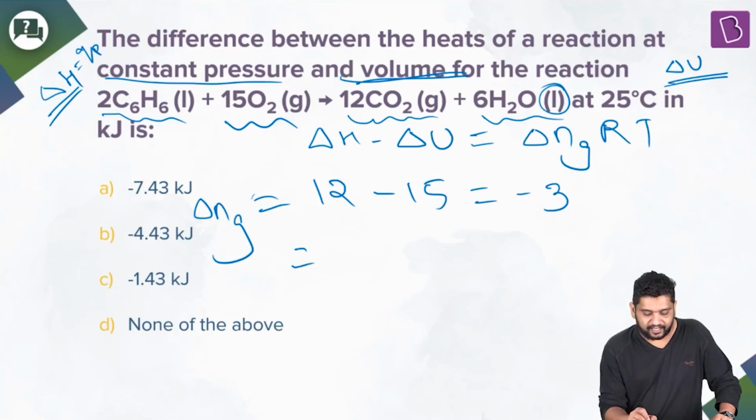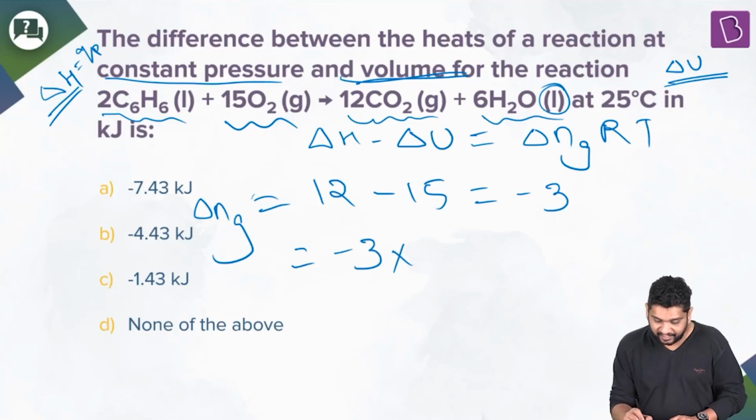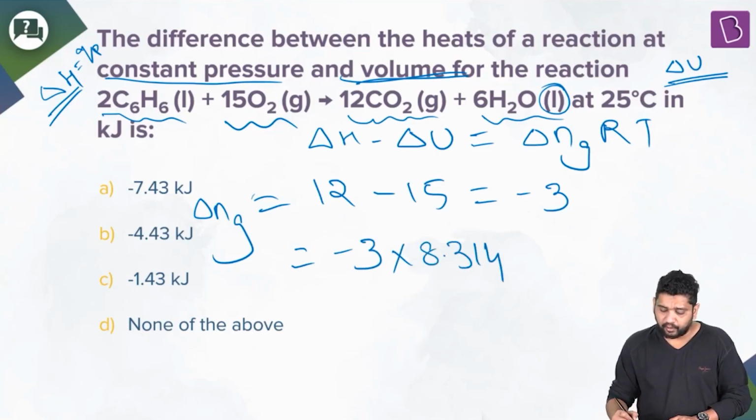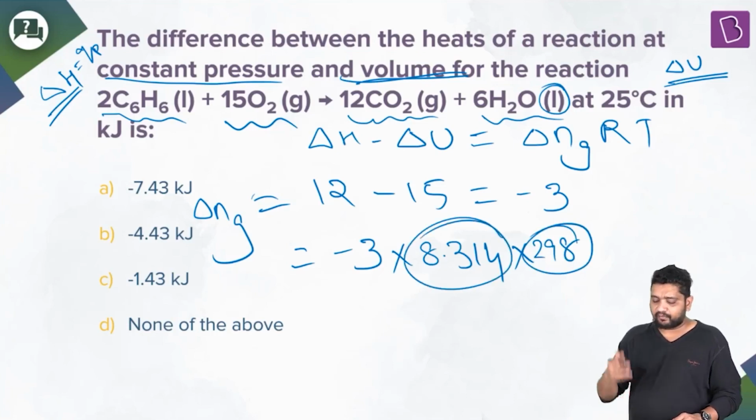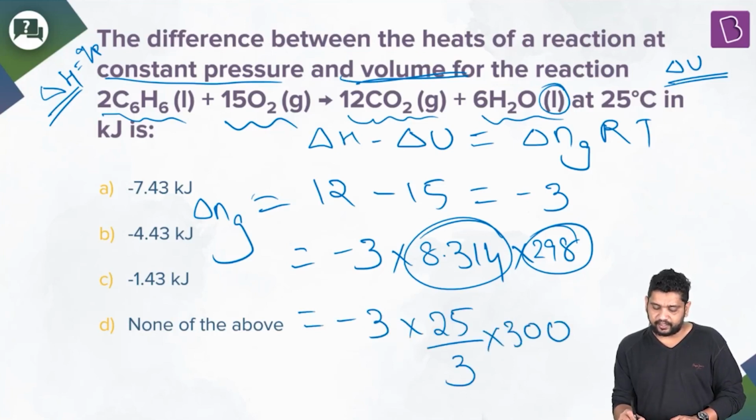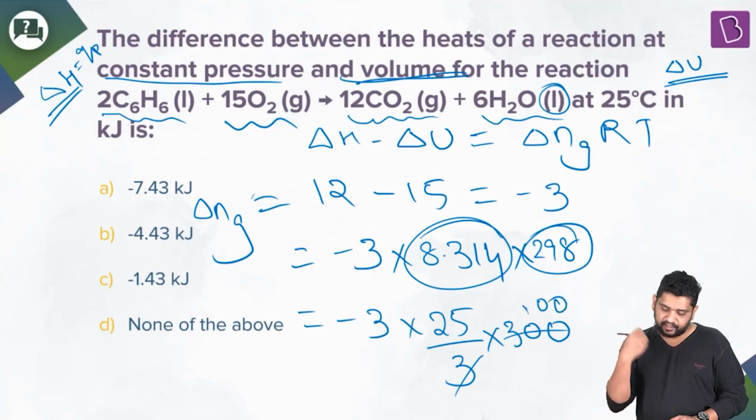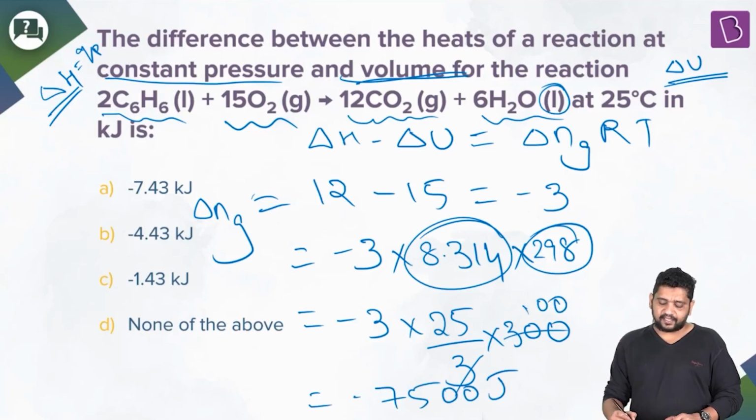So delta NgRT is going to be minus 3 into R. I'm going to take R as 8.314 joule per mole per Kelvin. Temperature is of course 25 degrees C, which is 298 K. Roughly you can take it as 300, and 8.314 roughly as 25 by 3. So what do I get? Minus 3 into 25 by 3 into 300, which is 2500 into 3, that is 7500. So I am getting minus 7500 joule.